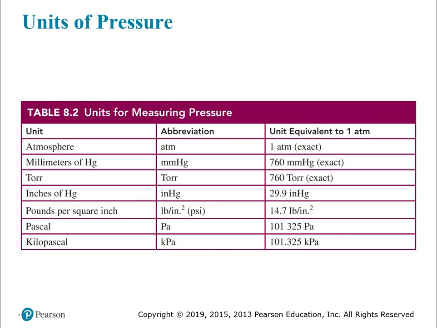This is a table that contains all the different units for measuring pressure that we were talking about just a couple slides ago. Their abbreviations, and then their unit equivalent to one atmosphere. These top three are exact. All the others are not. So keep that in mind again when it comes to doing calculations.